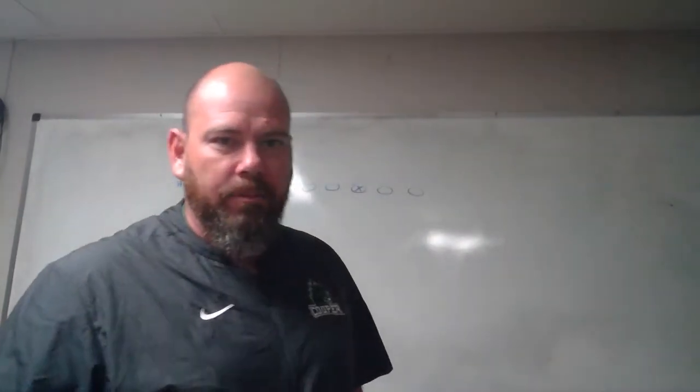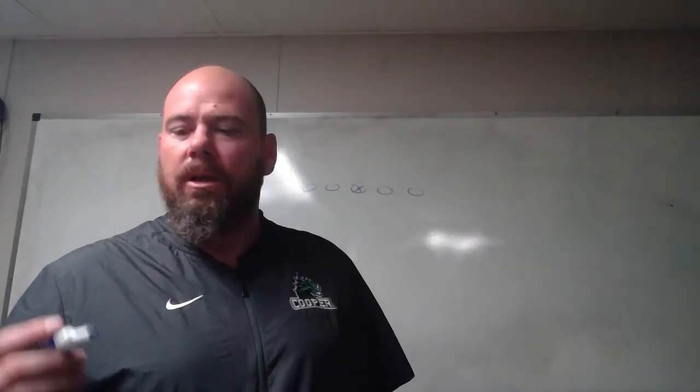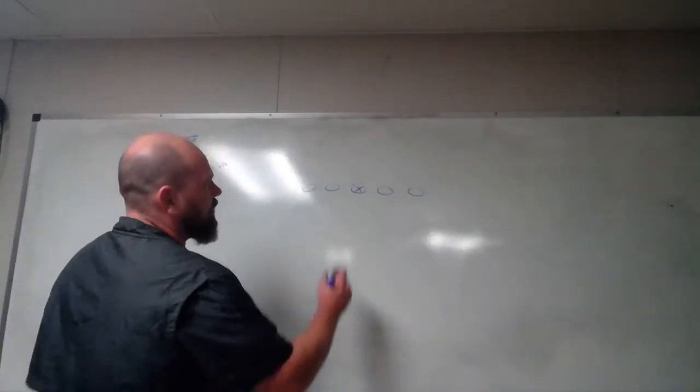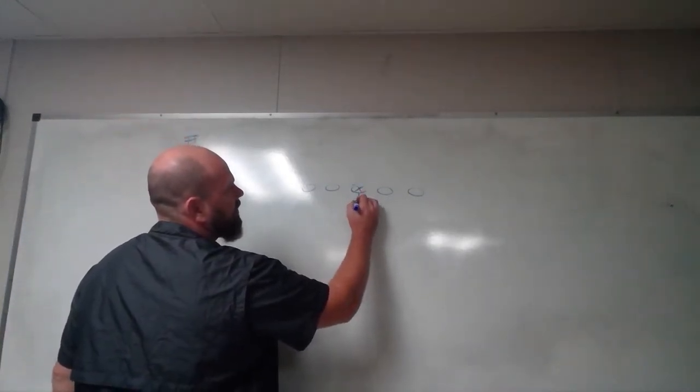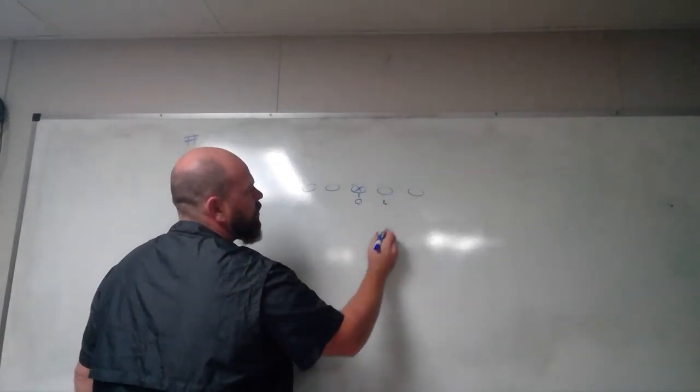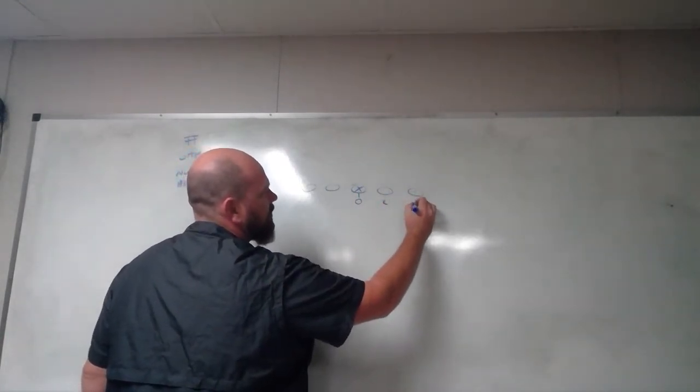All right, guys, today we're going to talk about our base defense, base alignment. First thing we're going to talk about is numbering. How we number things is pretty simple. On the center, this is a 0. If we're head up with the guard, this is a 2. If we're head up with the tackle, this is a 4.